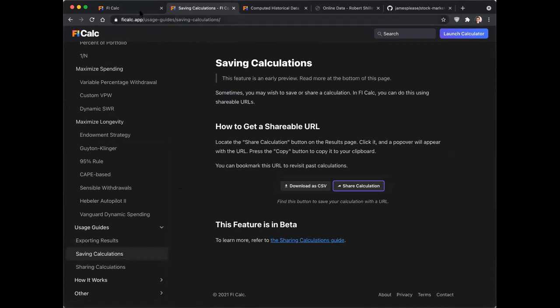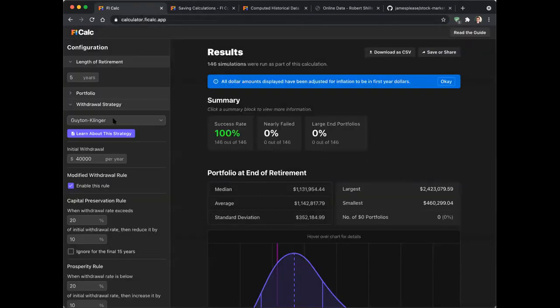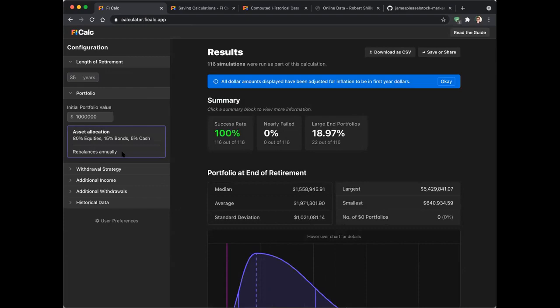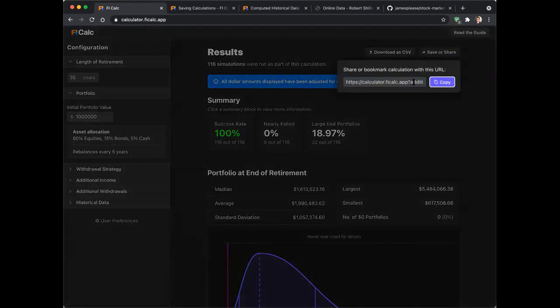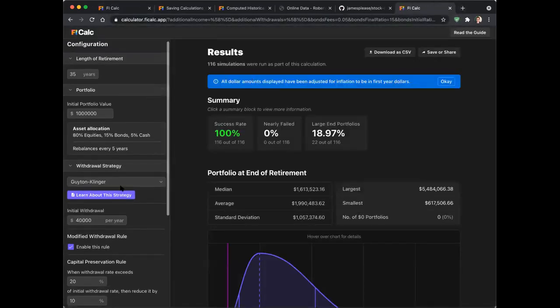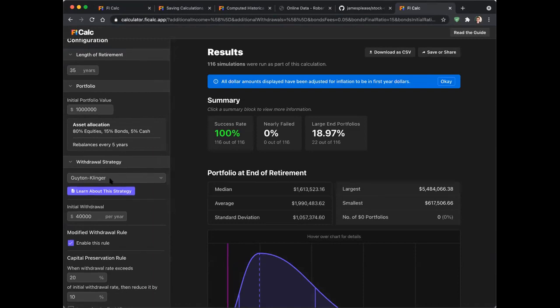And then one other thing I want to mention is if you want to save a calculation. So here we go, we got this Guyton Klinger calculation, let's do a 35-year retirement, and let's rebalance every 5 years. You can hit save or share, and it gives you this URL, and if you copy that URL, you can then paste it into a new tab. And that's going to load that back up. So as you can see, we got Guyton Klinger here, we got that 5-year rebalance, and we got that 35 years. So that's how you can share a calculation if you want to send it to a friend or family member. And then you can also bookmark that. That's how saving your calculations works as well.